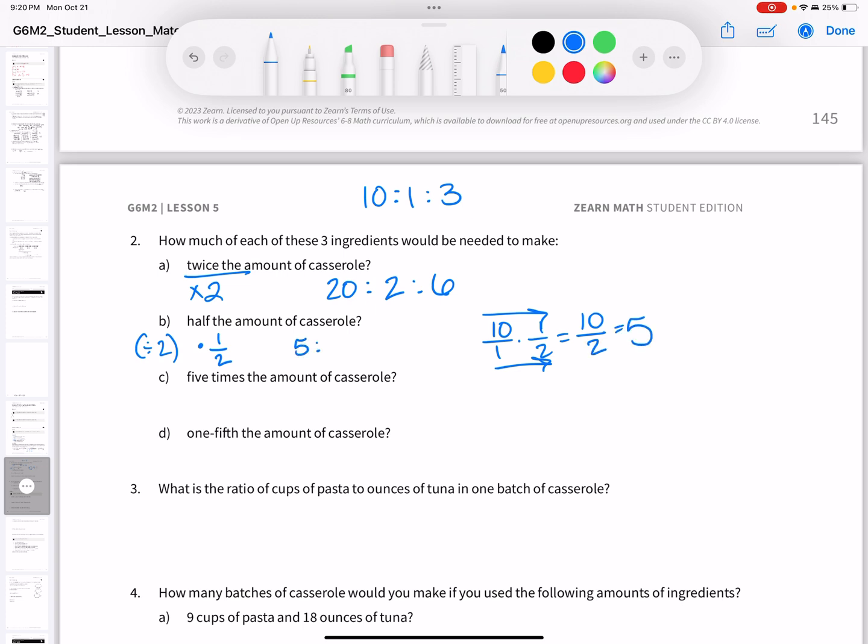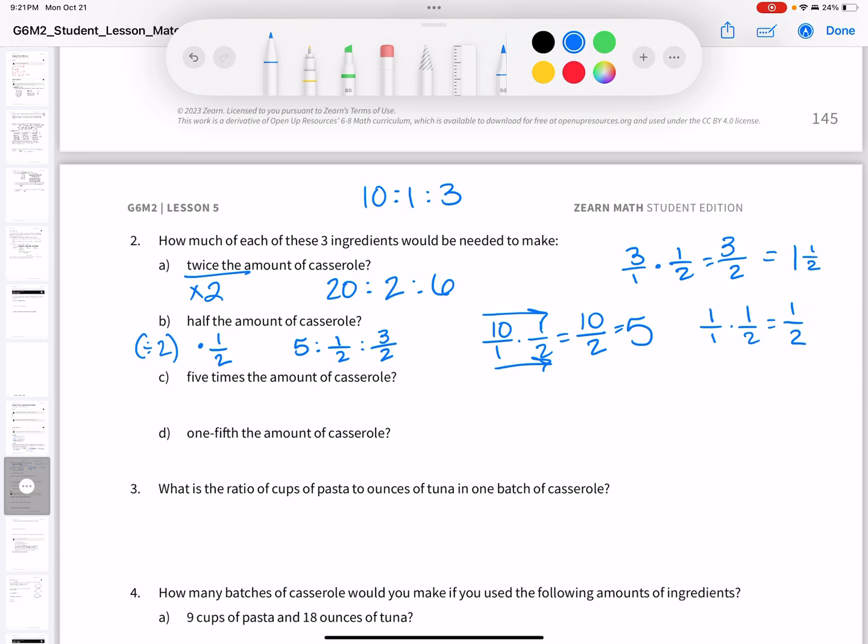So we have 5 to 1 over 1 times 1 over 2 gets us 1/2. So again, we have 1/2. And then we have 3. 3 over 1 times 1/2 gets us 3 over 2. And we can leave it in that improper fraction, 3 over 2. You can also change it into a mixed number for 1 and 1/2.